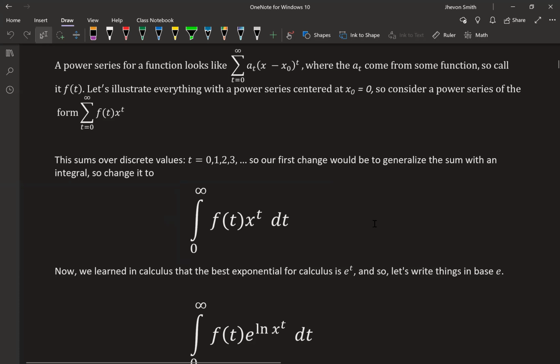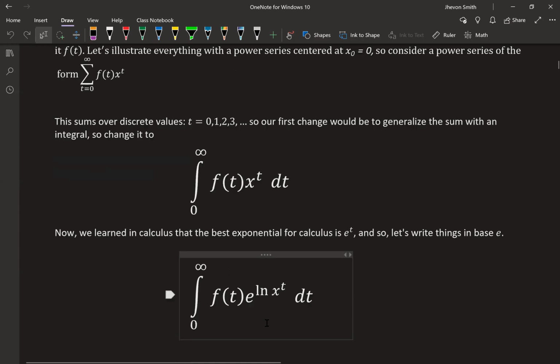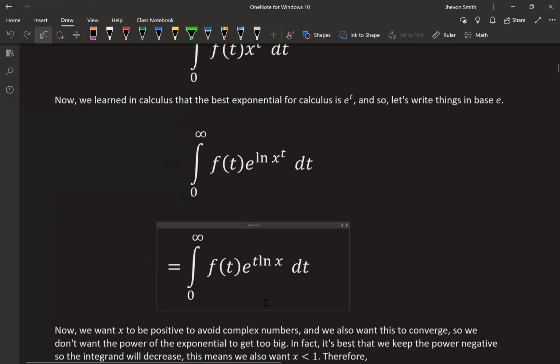So we have this. Then of course in calculus, one thing you learned is that the exponential function y equals e to the x is not only the most important function in calculus, it's kind of the most important function in all of mathematics. So writing things in terms of base e is very useful. So that's the next step. I'm going to take x to the t, write it as e to the ln of x to the t, and then I'm going to bring the t down by the log rule.